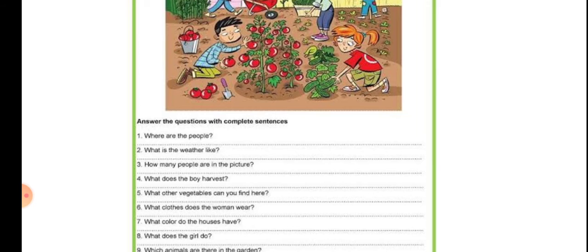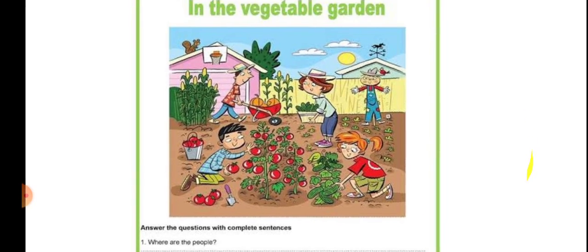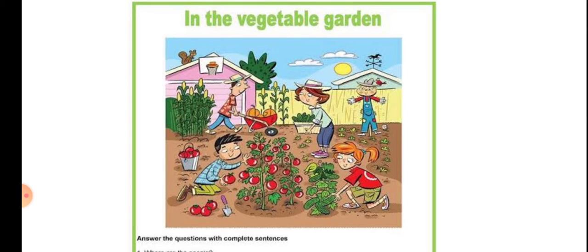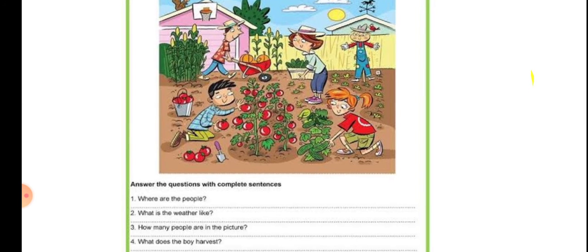Here is a guideline for you on how to do the picture description. The title of the picture is already given. It is "In the Vegetable Garden." So basically, the picture tells us about the family that is present in a garden, and it is a vegetable garden. Now please start observing, where are these people? They are present in a vegetable garden. Then we are supposed to notice what the weather is like.